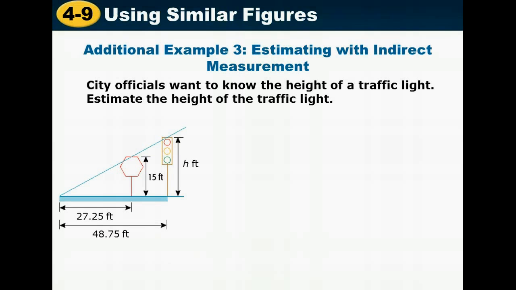Okay, so here we have a problem. City officials want to know the height of a traffic light. Estimate the height of the traffic light. So here they tell you that the shadow of the stop sign is similar to the shadow of the traffic light. So use that information to find out the height of the traffic light. Go ahead, pause, and then come back to get the answer.